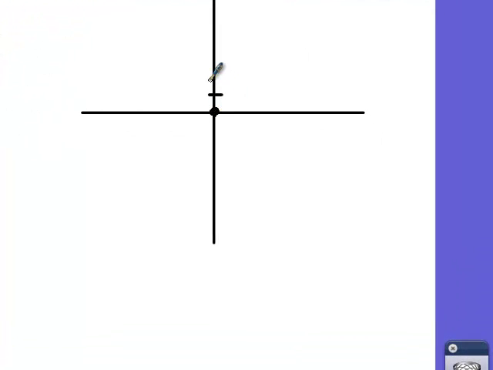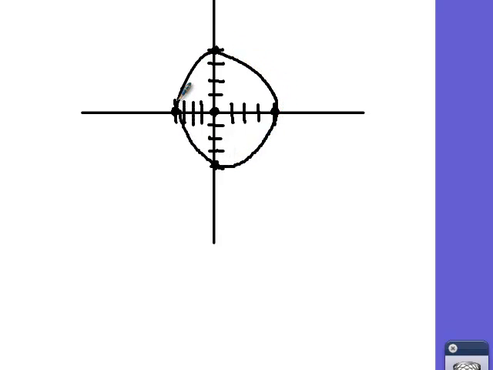We're going to count 1, 2, 3, 4, all the way around. And then we're going to connect. And there's our circle.